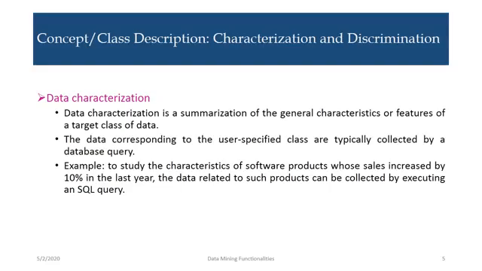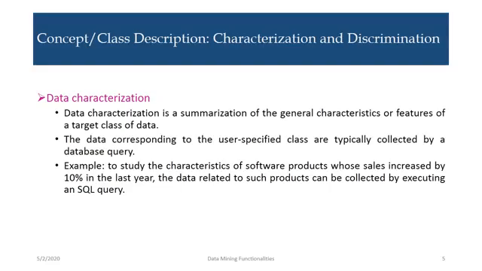Data characterization is a summarization of the general characteristics or features of a target class of data. So, here in our database we have a target class, that means a class label attribute, where we are going to summarize or study the characteristics or the features of that target class. Here the data corresponding to the user specified class are typically collected by a database query. So, whatever task you want or whatever information we require, we can collect it by triggering a query to the database.